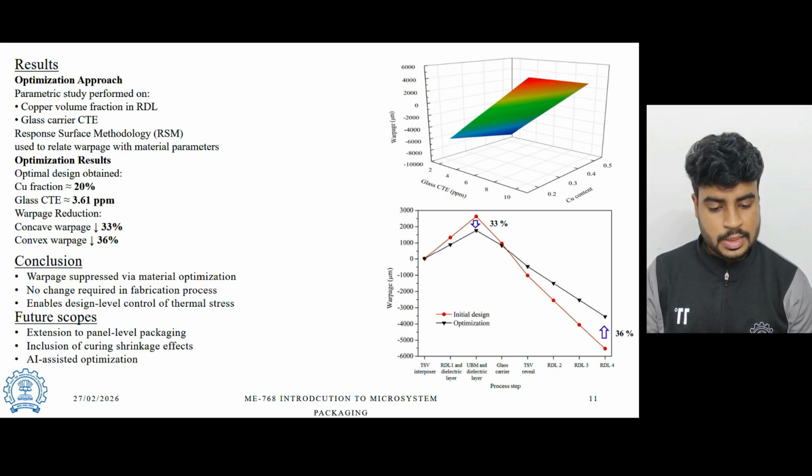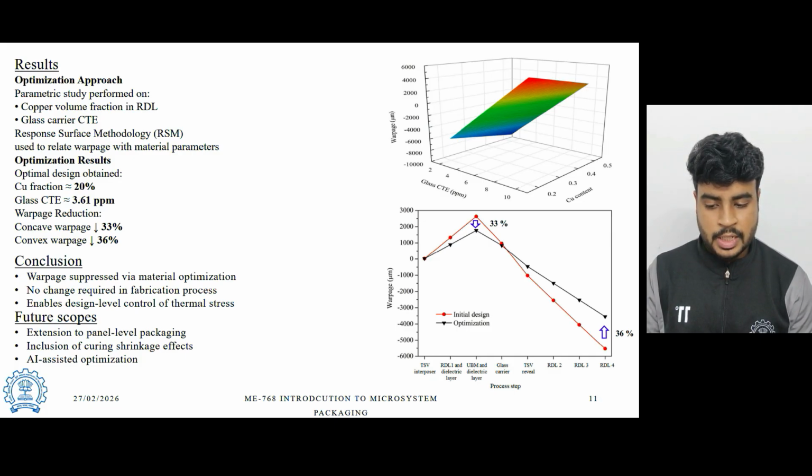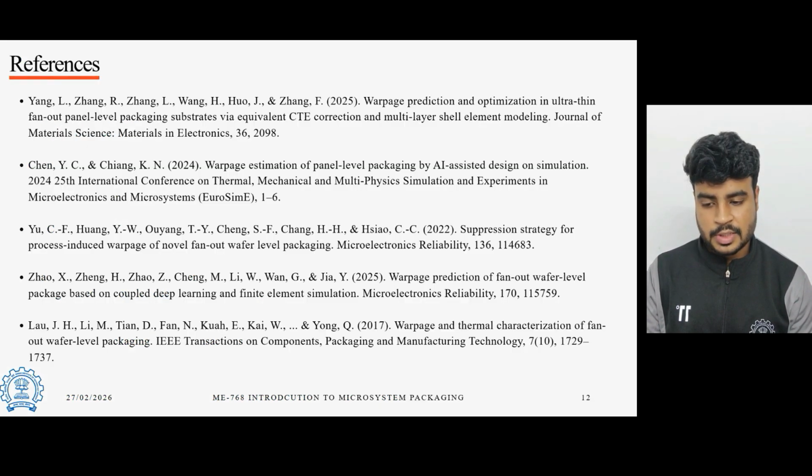This optimized design significantly reduced warpage, and as shown in the figure, the concave warpage was reduced by 33% and convex warpage was reduced by 36%. So overall, this work demonstrates that process-aware modeling combined with material optimization can significantly suppress warpage in advanced packaging systems. Coming on to the next slide, these are our references.